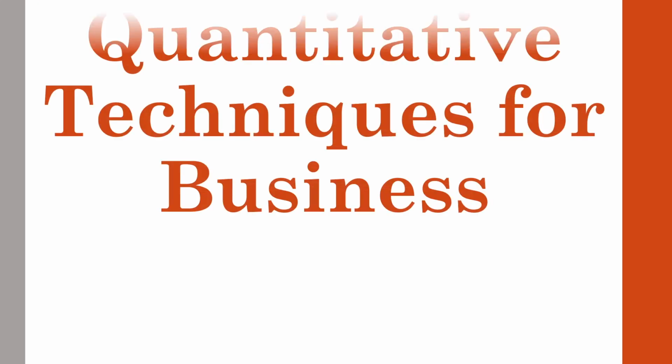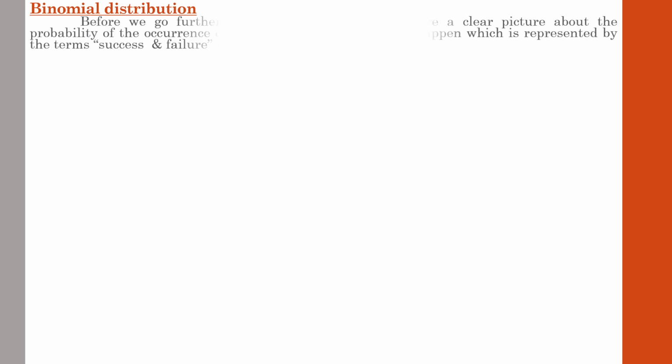Next area, binomial distribution. Before we go further into the study, we should have a clear picture about the probability of the occurrence of an event. If you toss a coin, we will get a head or a tail. If you throw a dice, you may get any of the numbers ranging from 1 to 6.